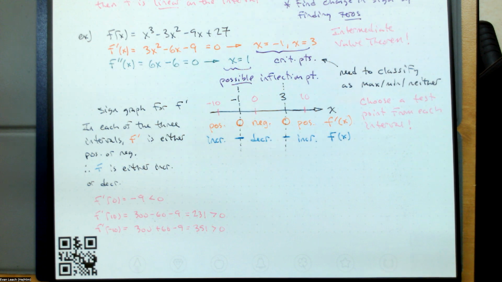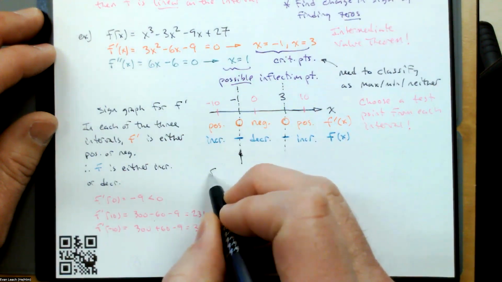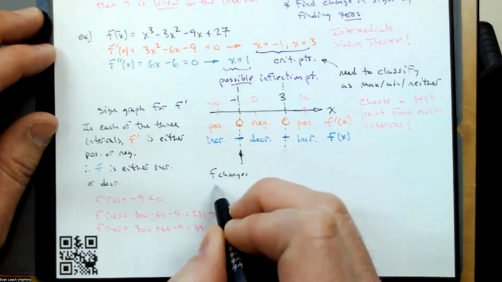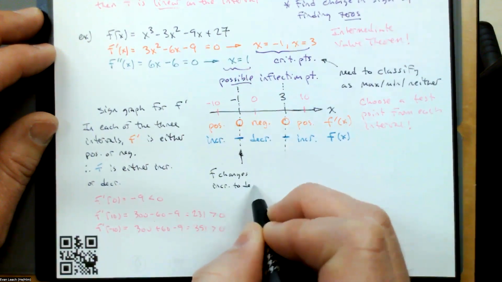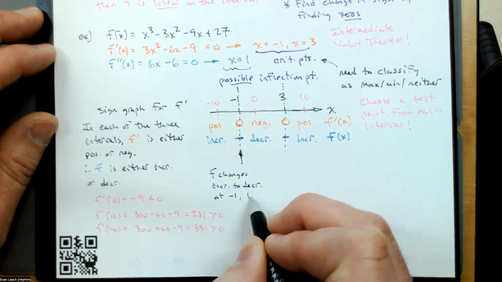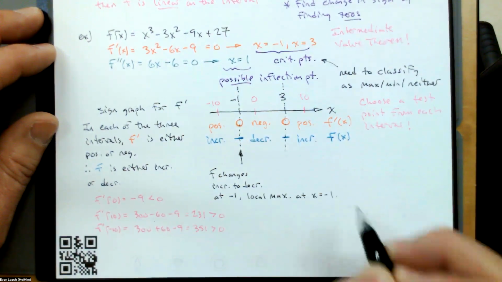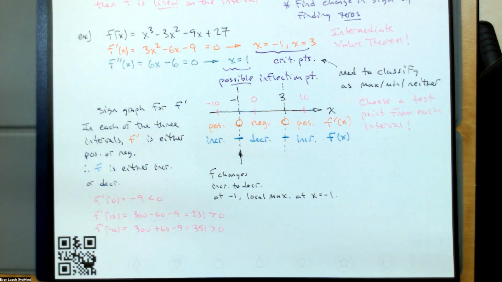So it's nice when we have all the information. So we can see that at negative 1, the derivative changed from positive to negative. We have a change in sign in the derivative. That means we have a change in direction in the function. That means we have an extreme point. Since we're changing from increase to decrease, we can say that there's a local max at x equals negative 1. We have classified that critical point.